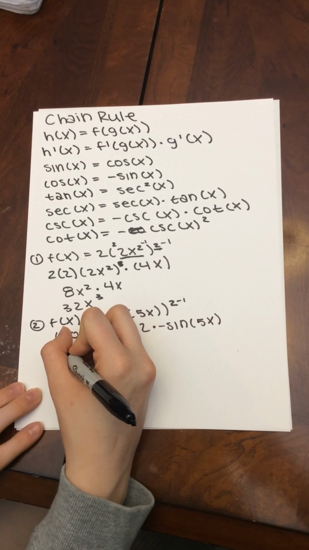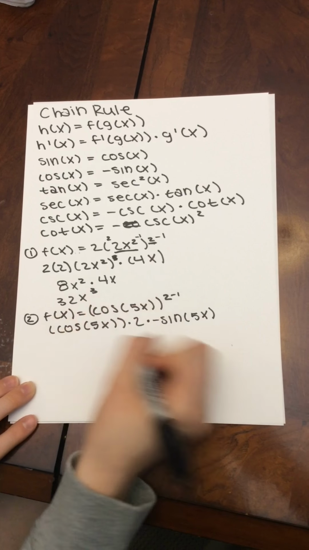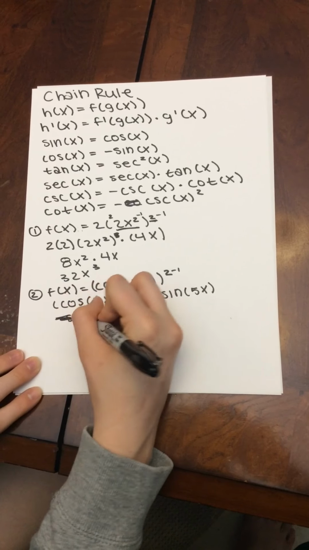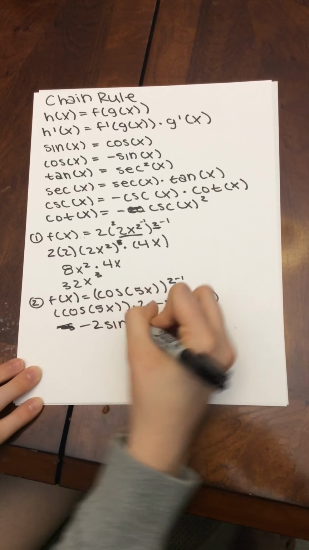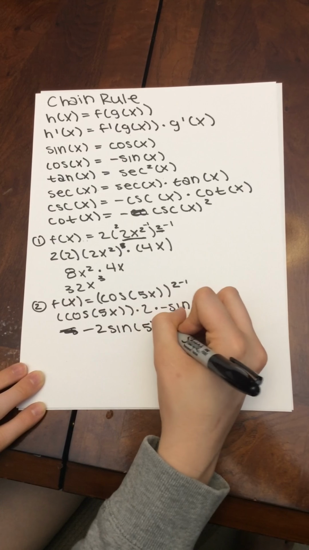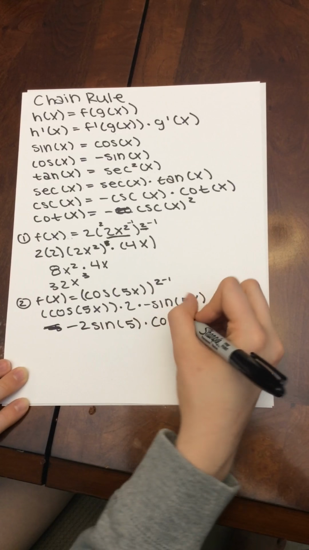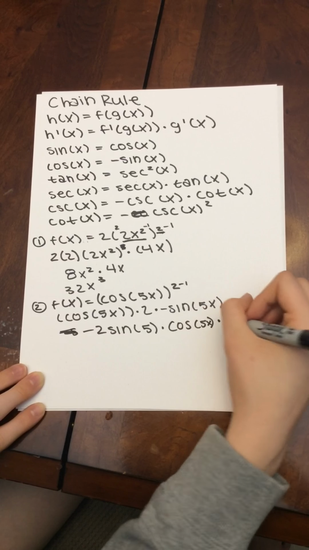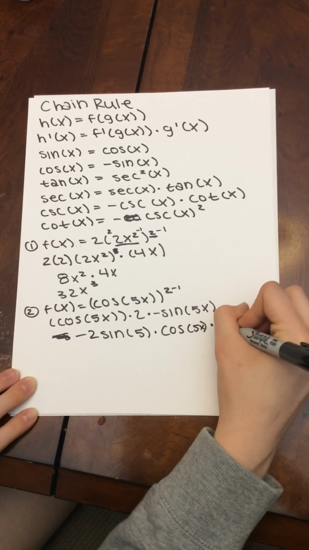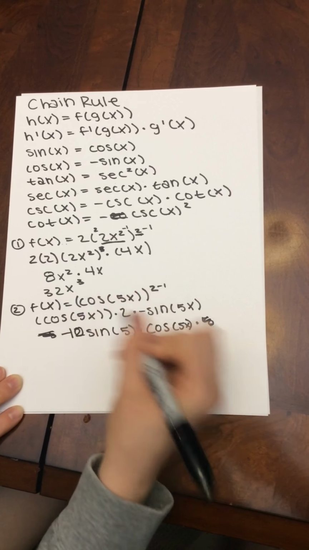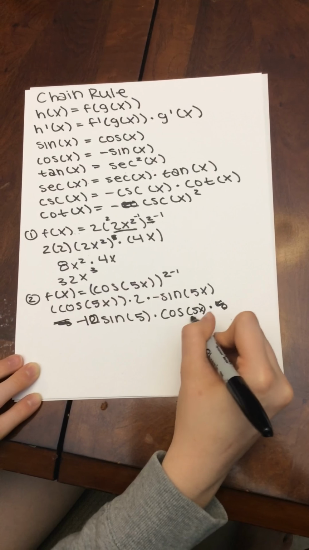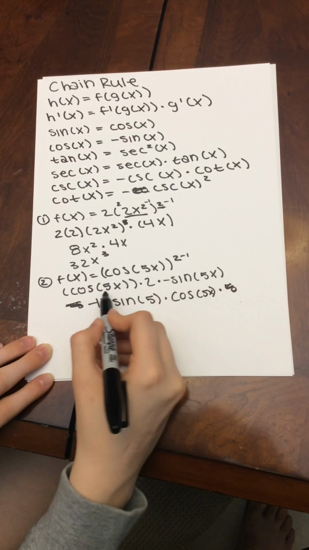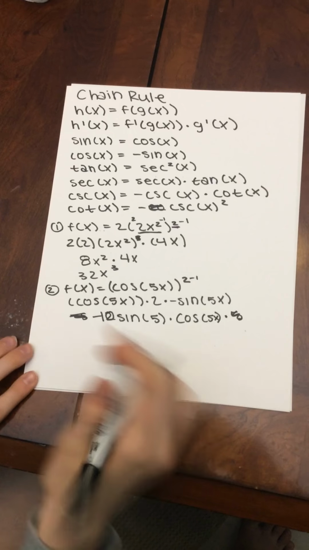So then, once you have this, you're going to simplify this down. You're going to have negative 2 sine of 5x times cosine of 5x times 5. So that would be a negative 10, because you also need to take the derivative of the cosine of the 5x here, which is 5.